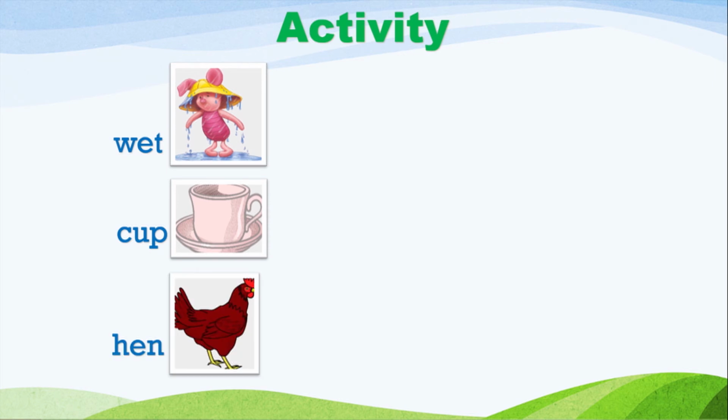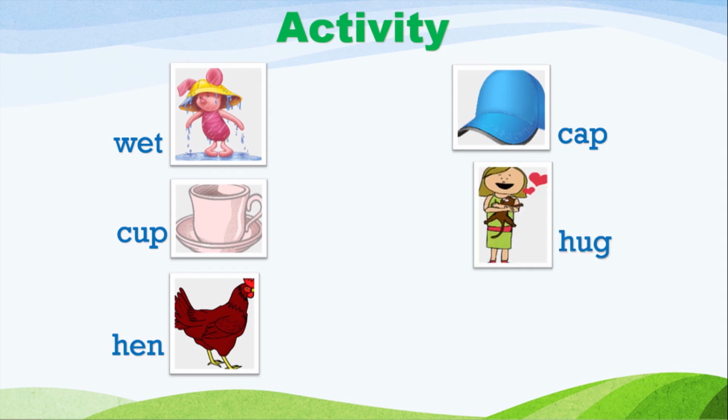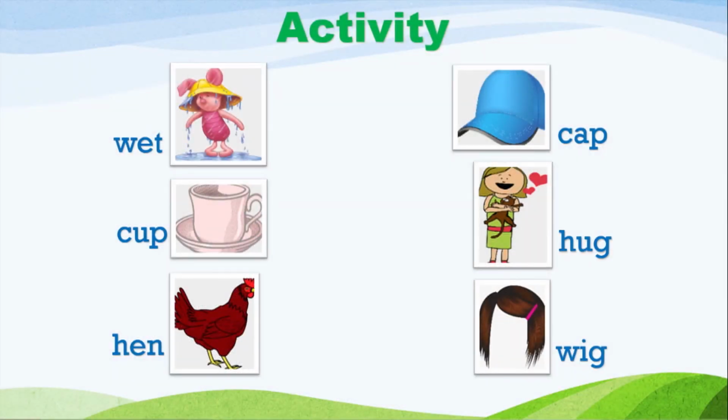So here's an activity. We have some pictures. This piglet is wet. We have a cup. We have a hen. Then there's a cap. And mommy is hugging the cat. And that's a picture of a wig. We are going to match the pictures of the words which begin with the same sound. Let's go over the words again. Wet, cup, hen, cap, hug, wig.